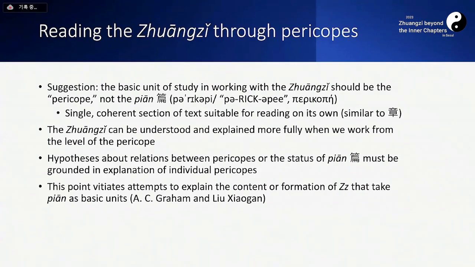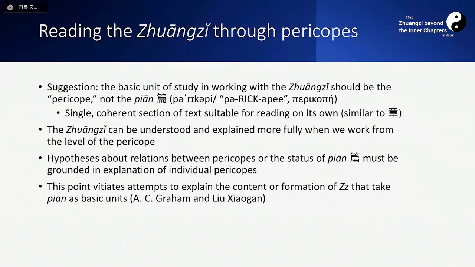Pericope is a convenient counterpart to the Chinese word zhang, and it's more precise than English words such as section or passage. So I'll use it today. I think in scholarly publications you can go ahead and use it, but if it's a popular publication, it's probably too ugly a word, and we're better off using the word section.